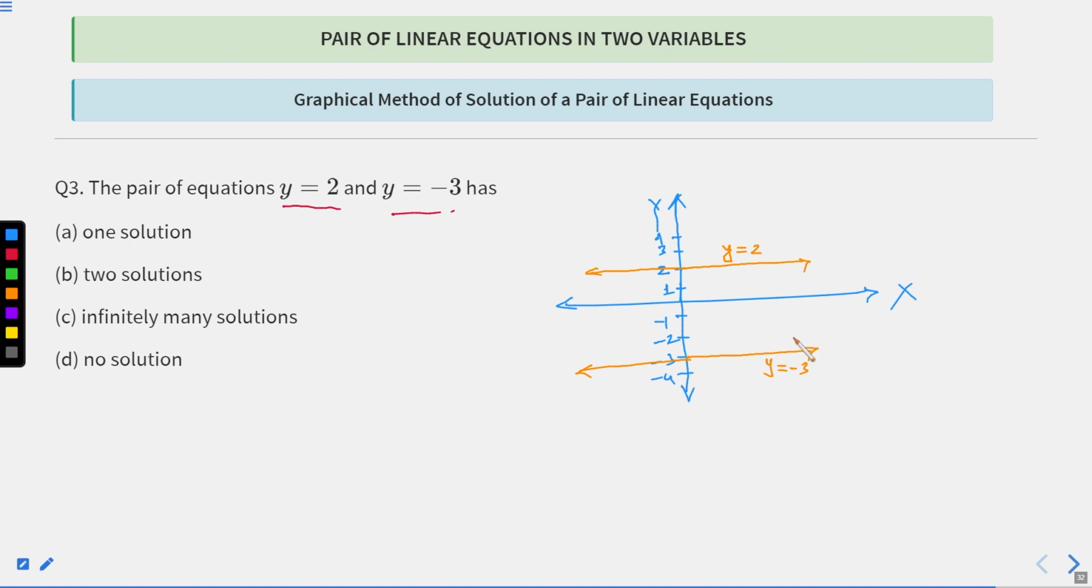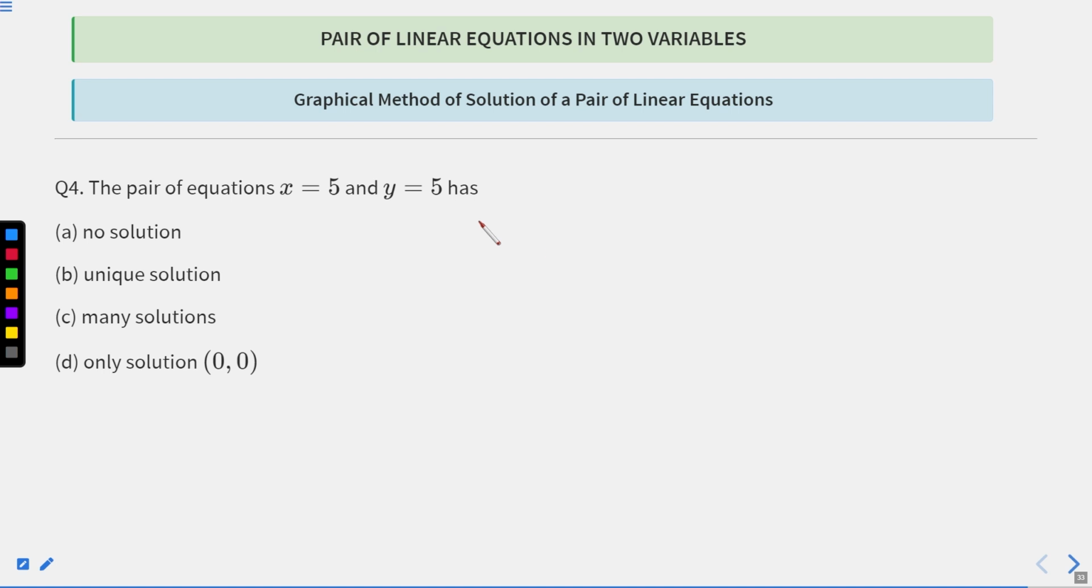We know that if a pair of linear equations are parallel to each other, then they never intersect and never coincide. So the pair of linear equations has no solution. In option D we have no solution, so for this question the correct answer is option D. Now let us move to question number 4.